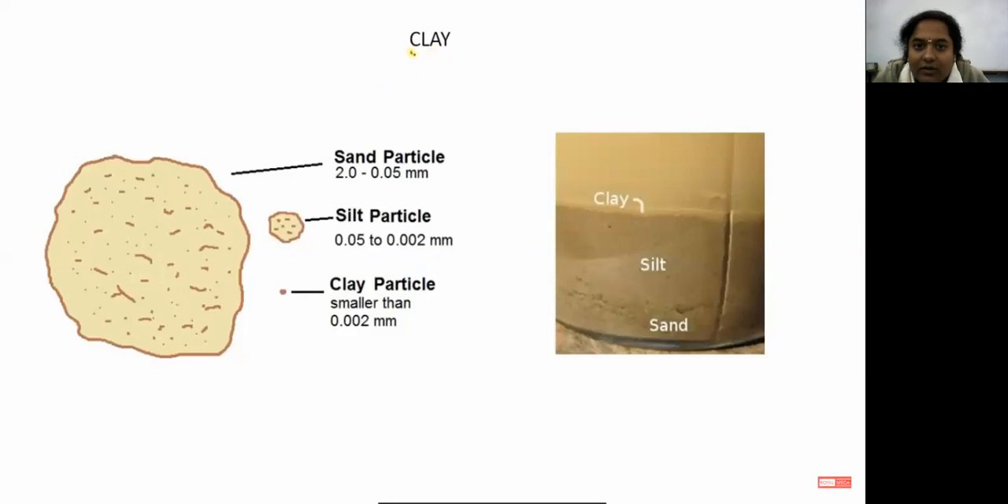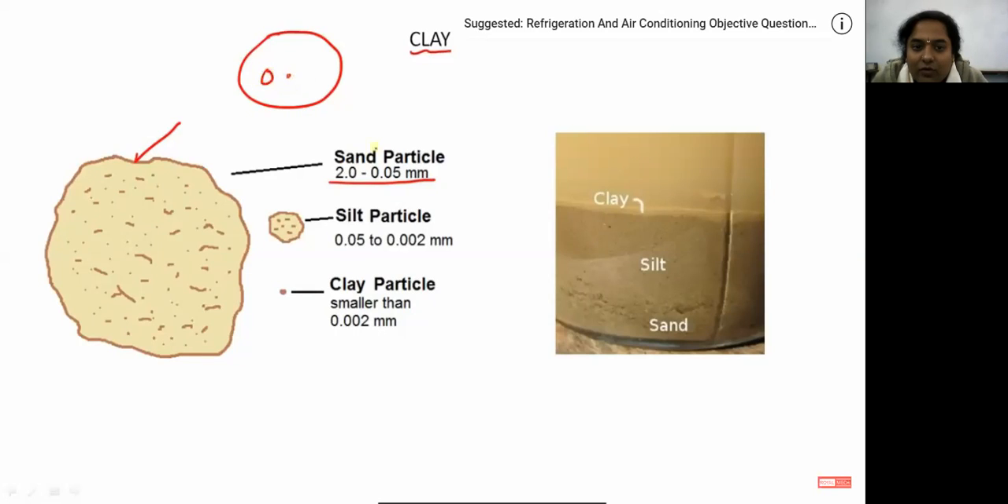Here you can see the sand particle. This is how a sand particle looks. Sand particles are 2.0 to 0.05 mm, a silt particle is 0.05 mm to 0.002 mm, and a clay particle is smaller than the silt particle, about 0.002 mm.